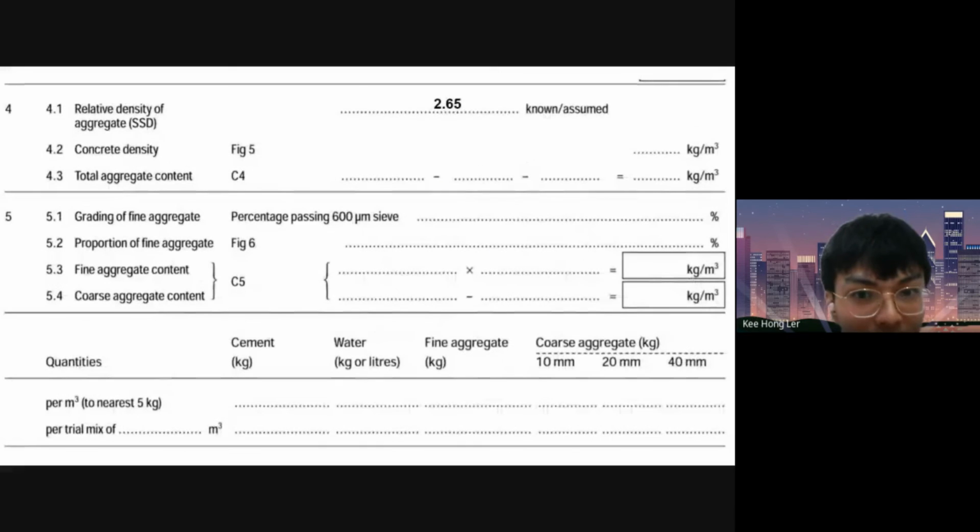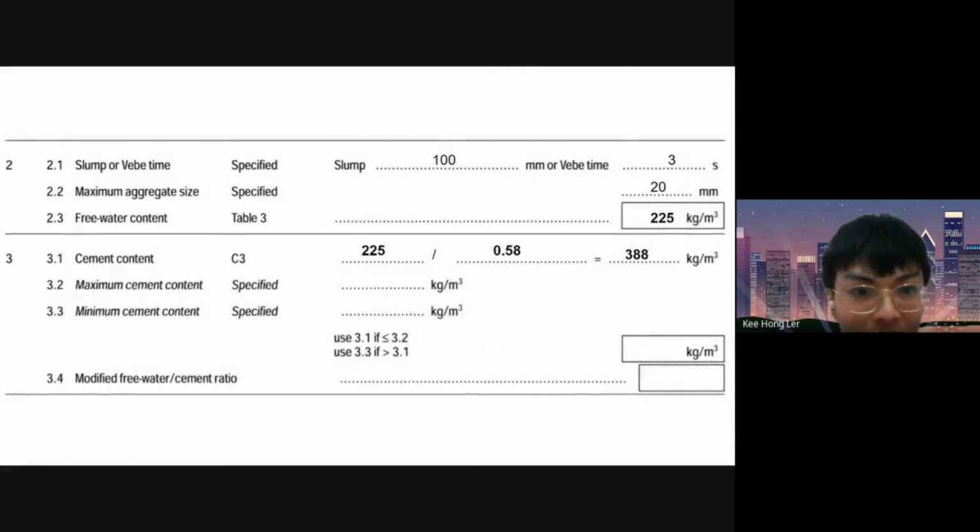As we know from the previous slide, the water cement ratio equals water content divided by cement content. So we can use that equation to find our cement content, which is 388 kilogram per meter cube.